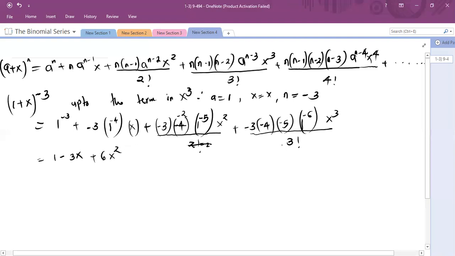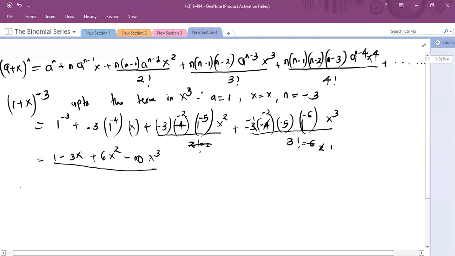3 factorial is the same as 3 times 2 times 1, which is 6. So 3 goes here, then I remain with minus 1. 3 goes here, I remain with 2. 2 goes here, I remain with 1, and 2 goes here, I remain with minus 2. So minus 1 times minus 2, that is 2. 2 times minus 5, that is minus 10. And 1 is raised to the power of minus 6, so that just gives 1. Then we have x cubed. So this right here is our answer.